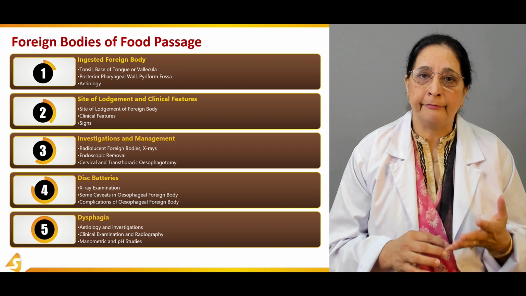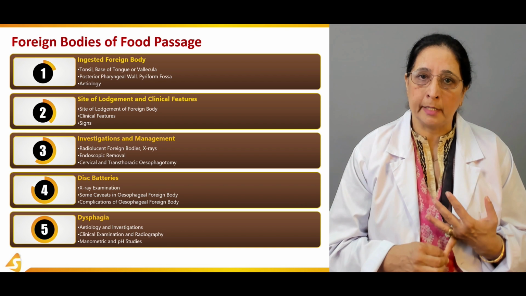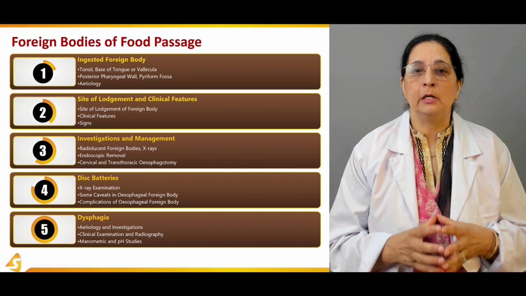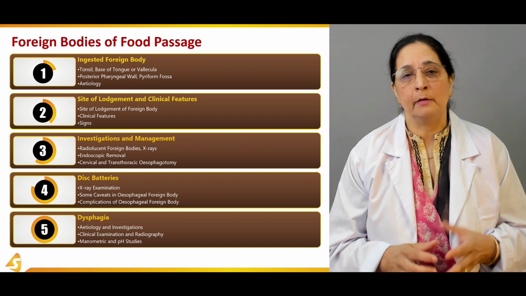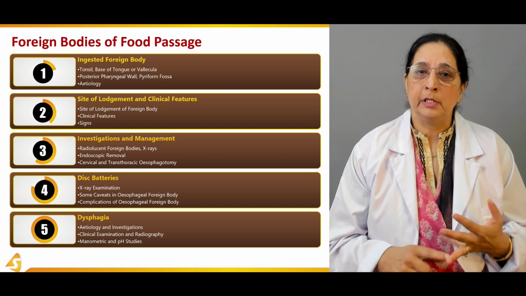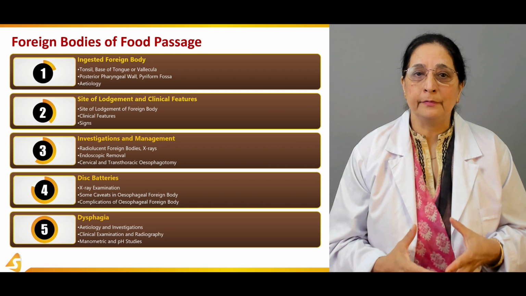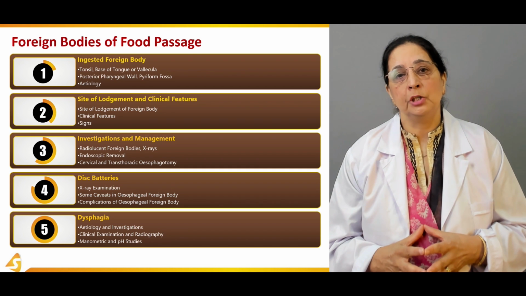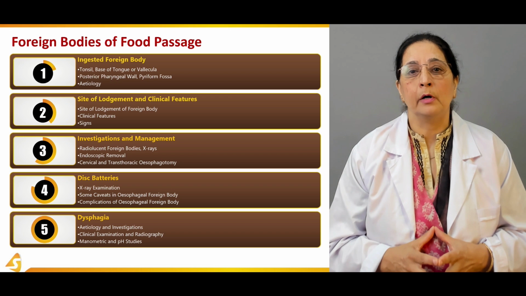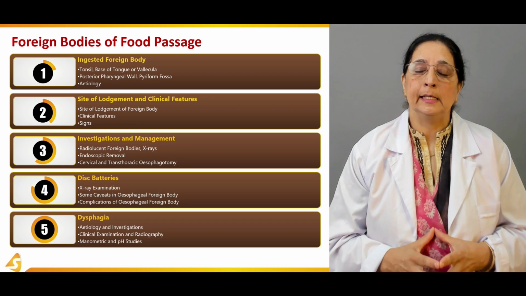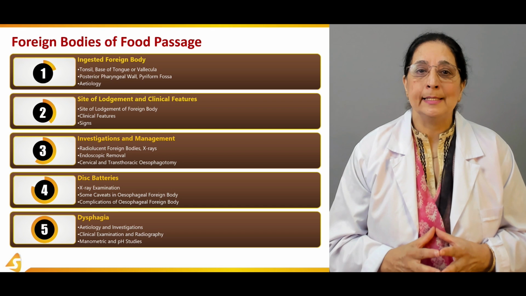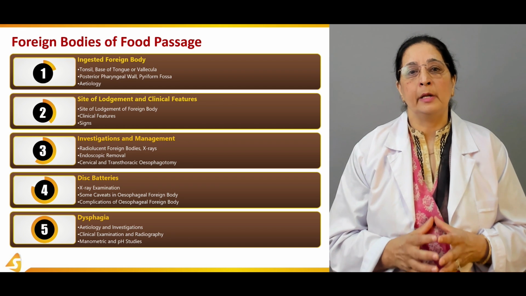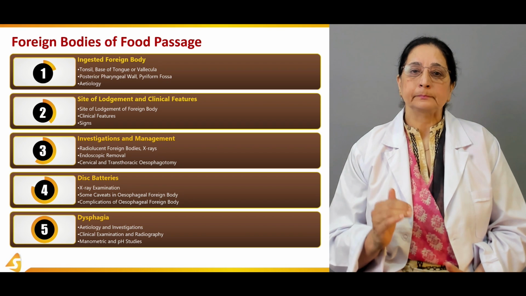So all that we will discuss in our today's topic, foreign bodies of food passage, in which we will talk mainly about the different types of the foreign bodies that can be ingested. The site of lodgement of the foreign body is important, whether it's tonsil, posterior pharyngeal wall, base of the tongue, vallecula, all that, and how the patient with the ingested foreign body will present, what are the clinical features, what are the signs, and also some investigations performed in which X-ray is very common.